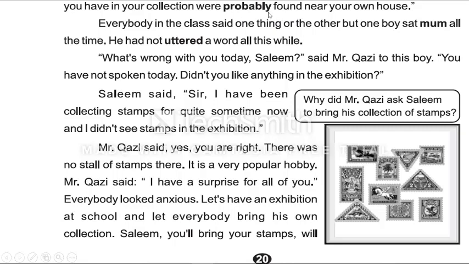Okay, it means the rocks Rizwan possesses were perhaps, probably, found near his own house, but those rocks had come from all over the world, right?